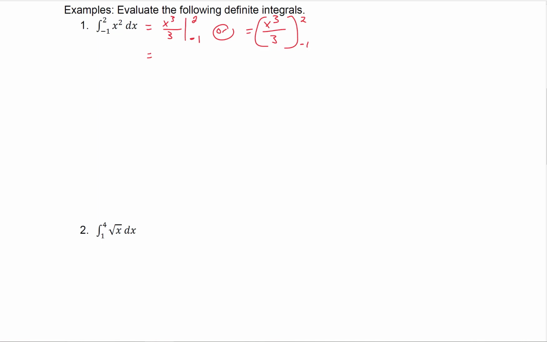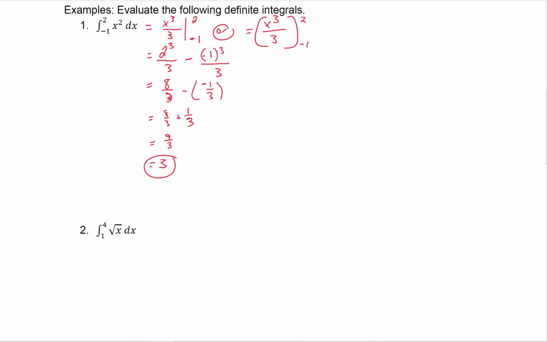So this is going to equal 2 to the third power over 3 minus, so that's the f of b part of the fundamental theorem of calculus, minus f of a, which is evaluating our antiderivative whenever x equals -1 in this case. So -1 to the third power over 3. Simplifying this, we have 8/3 minus a -1/3. And so this becomes 8/3 plus 1/3, which is 9/3, which then reduces to 3.